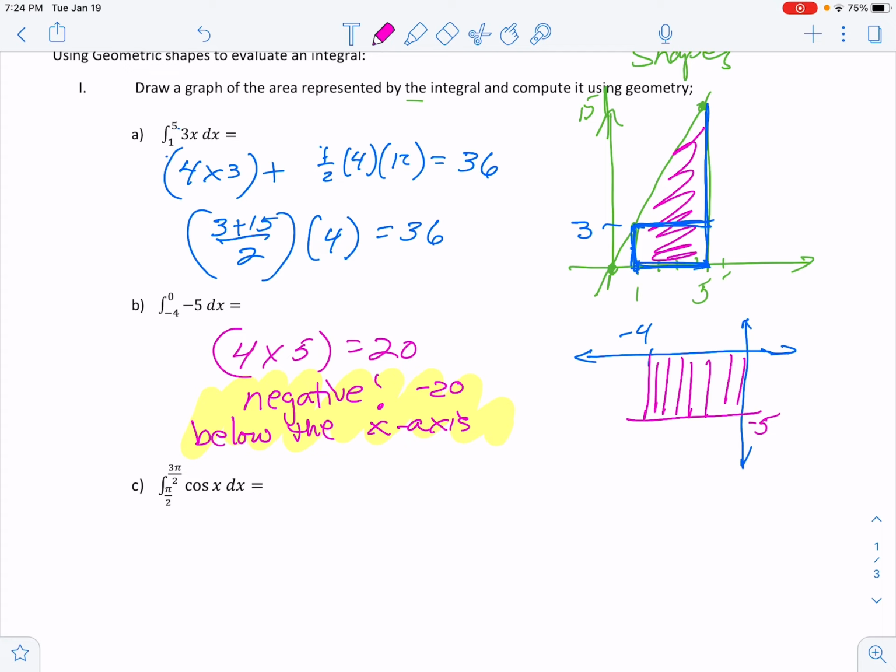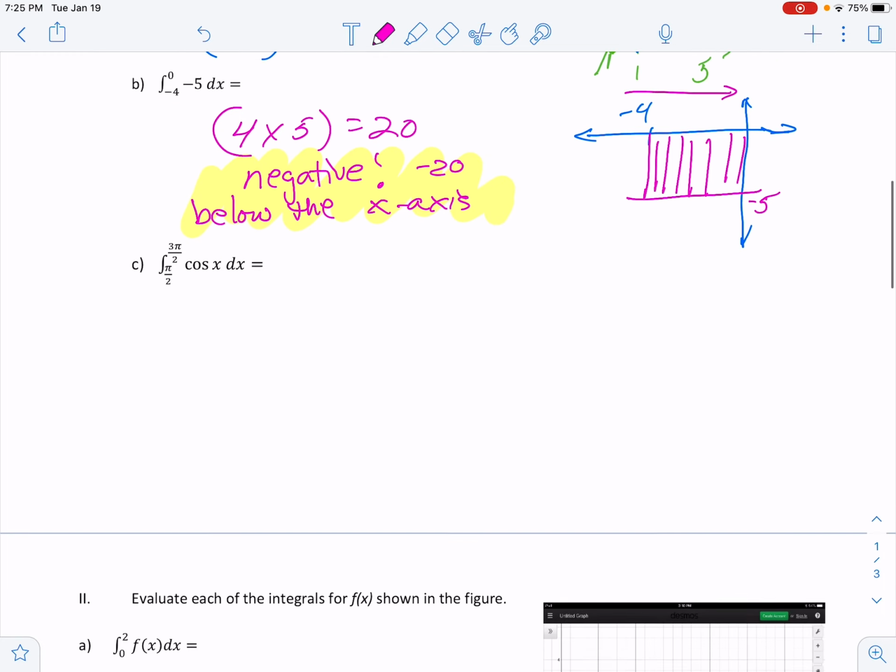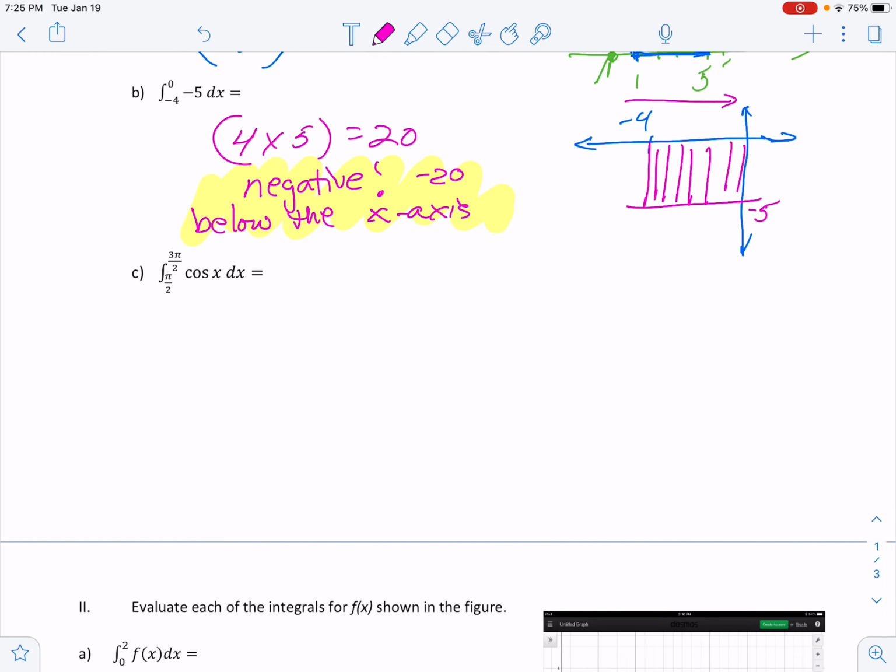That's assuming you're integrating from left to right. Left to right, below the x-axis, you get negative area. All right, this last one here is the cosine graph. Oh, let's do it in blue. From pi over 2 to 3 pi over 2.